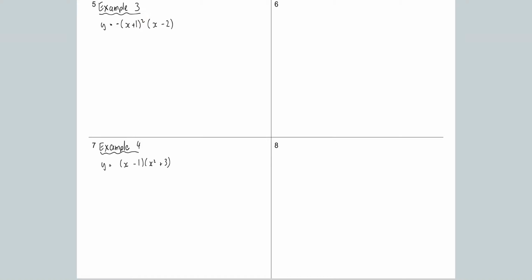Okay, it's still a cubic though, right? Because if I expanded this, I'd have an x squared. And then if I then multiplied the expansion by this binomial, I'd get an x cubed. So I hope that makes sense. That's definitely still a cubic. So it should be one of those shapes.